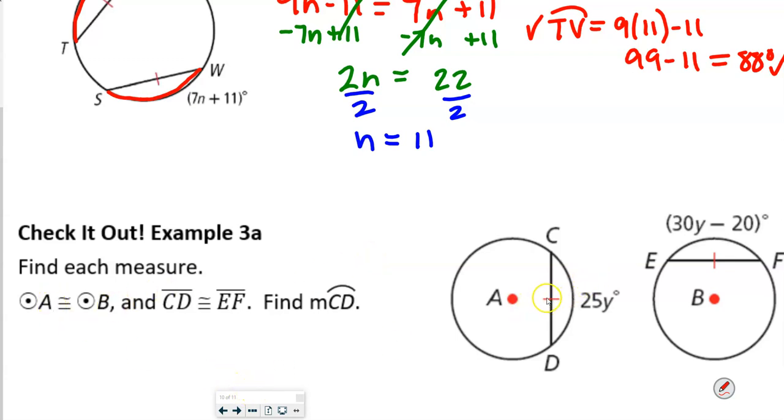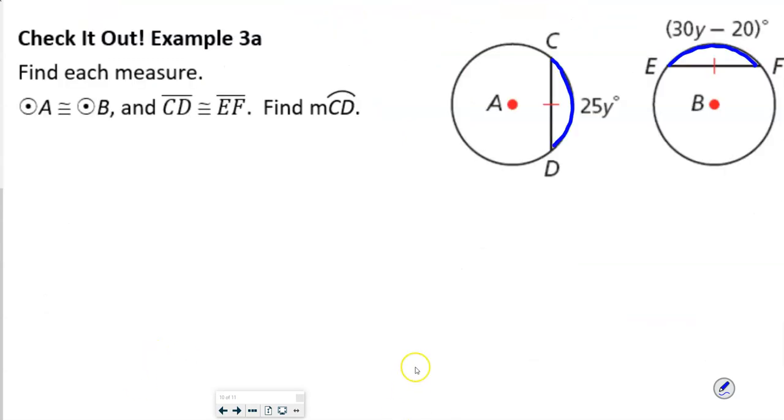So here again, this time we have that the two chords are congruent, so that tells us once again that our arcs are congruent. So we know that arc CD is congruent with arc EF, right? So that's how we're going to do it. Let me give us a little more space to work with down here. So arc CD is congruent to arc EF, right? And it's asking us to find arc CD.